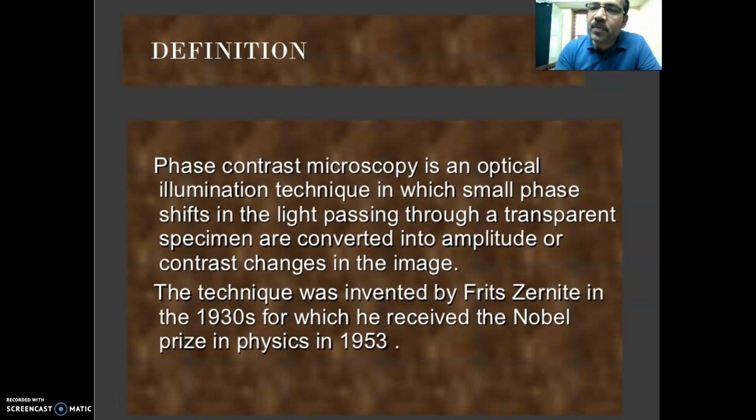So this microscope is an invention and they were awarded the Nobel Prize. That is another important achievement, or that is another important milestone in the case of microscopy.